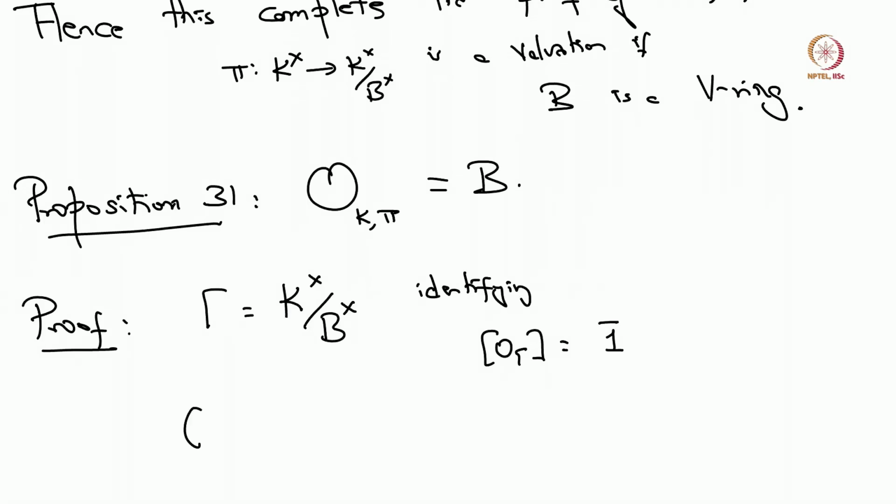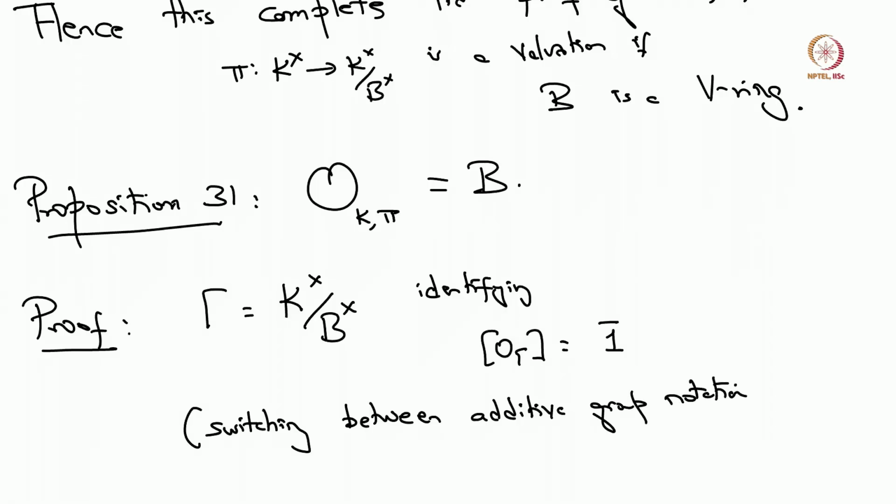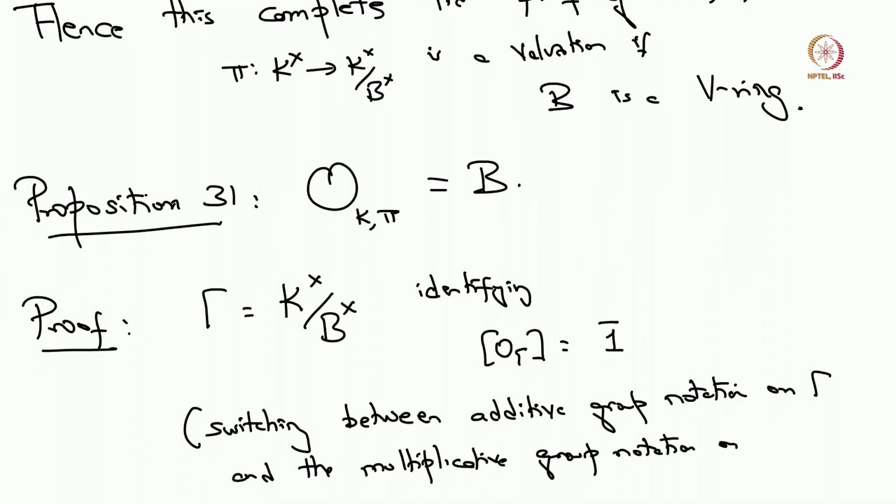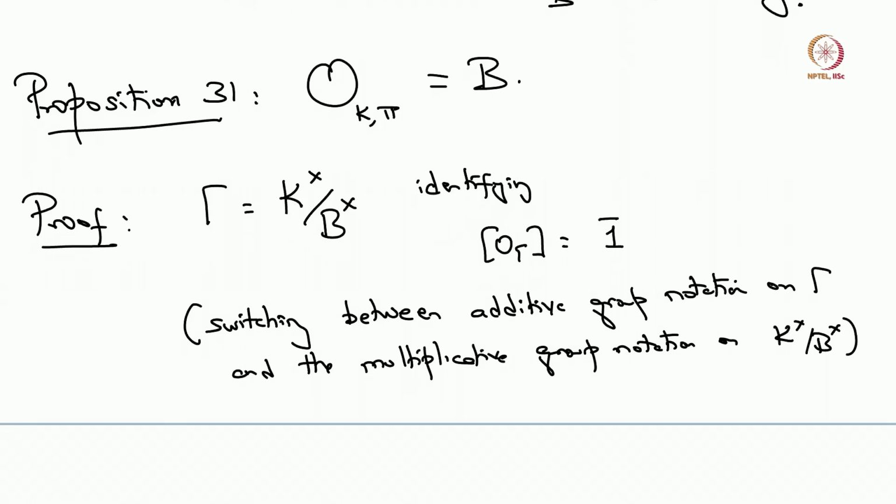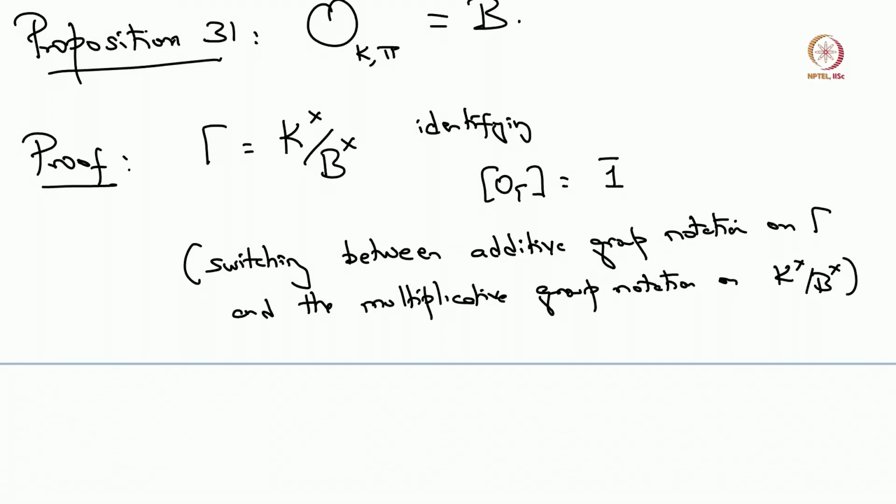So just a remark that we're switching between the additive group notation if I use gamma and the multiplicative group notation on K cross mod B cross. So it's just a matter of notation, but sometimes I'll use, so far I've been using the multiplicative group notation, but if I want to use the gamma, I'll try to switch to the additive group notation.